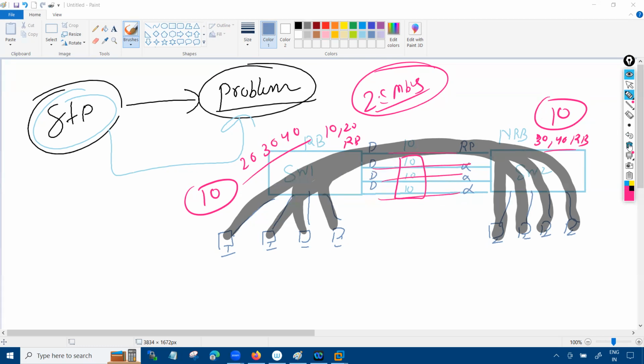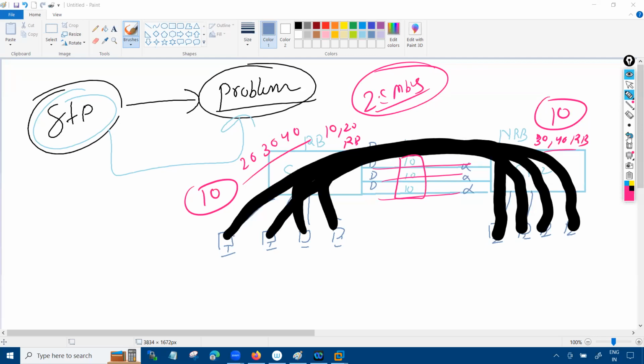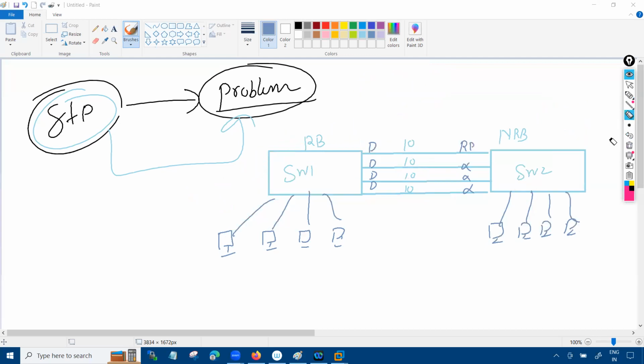But take an example, if you have just a single VLAN, VLAN number 10, then what happens? All the remaining ports go into blocking except the one. That's the first issue. Second issue, in this case, what happened? It's a wastage of link. It's a wastage of link over there. Second case, what happened?